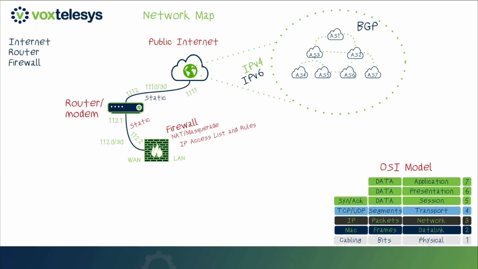So the firewall does your NAT masquerading and your IP access list and rules. With an IP access list you can say, I will allow from this IP, or I will allow from this host name, or I will allow from this port, or I will not allow from these things. That's what an access list is. It's basically you have access to these things in and out. You can put it on either interface.